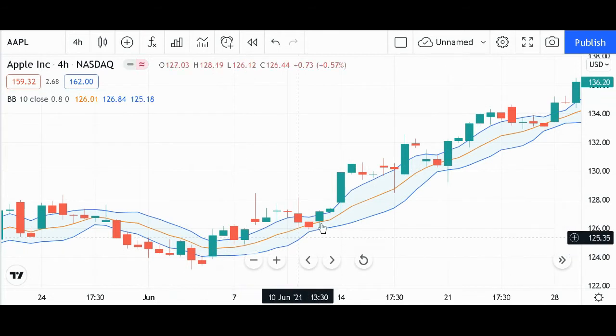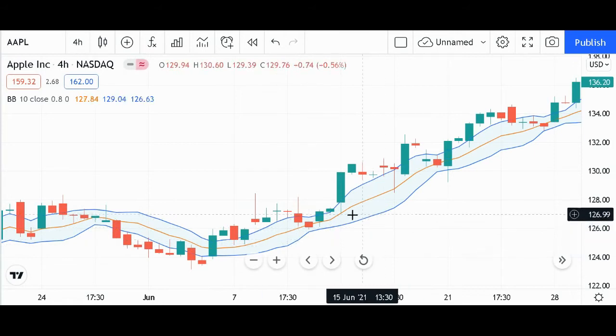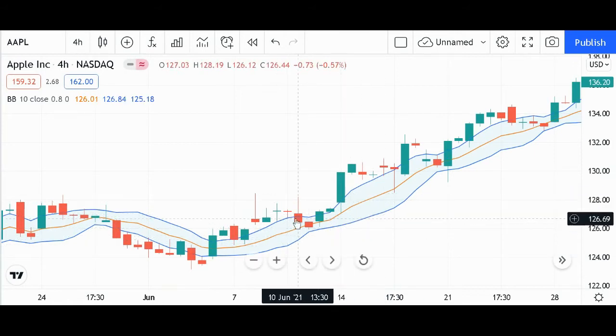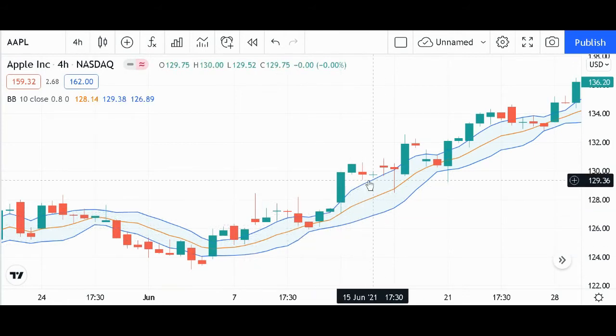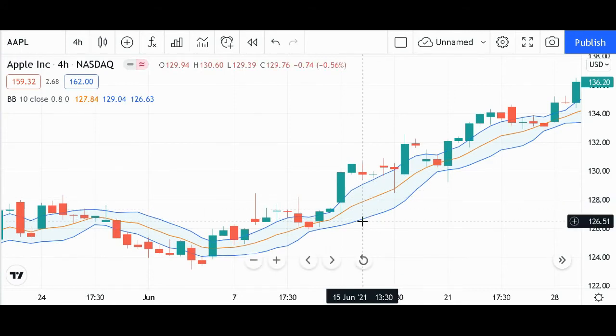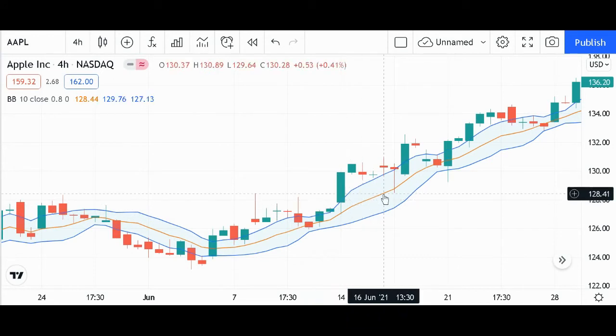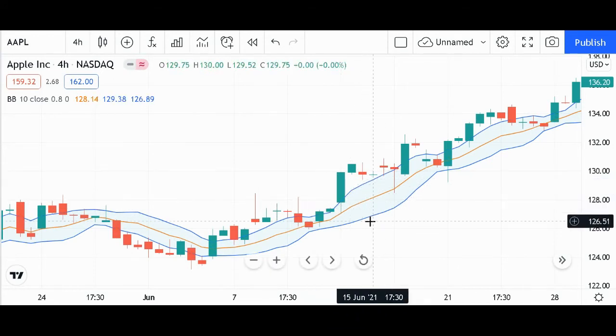And the look back period will be much less, so it'll be more short term in terms of the measurements. And also the upper and lower bands here will be closer together. Now, we're not going to do anything really with the midline today, that orange line. We're just going to look at the upper Bollinger Band here and the lower one.